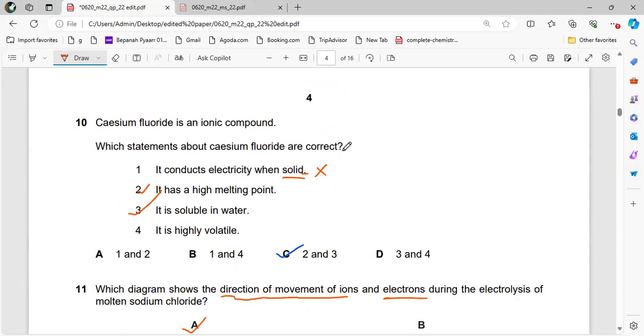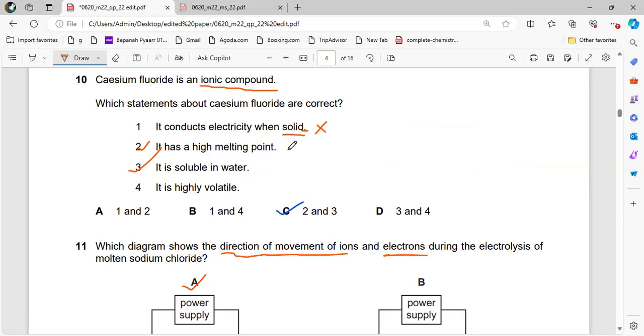Cesium fluoride is an ionic compound. Which statements about cesium fluoride are correct? It conducts electricity when solid. Now, ionic compounds do not conduct electricity when they are in the solid state. They conduct either in liquid state or in molten state. Okay, so this first option is wrong.